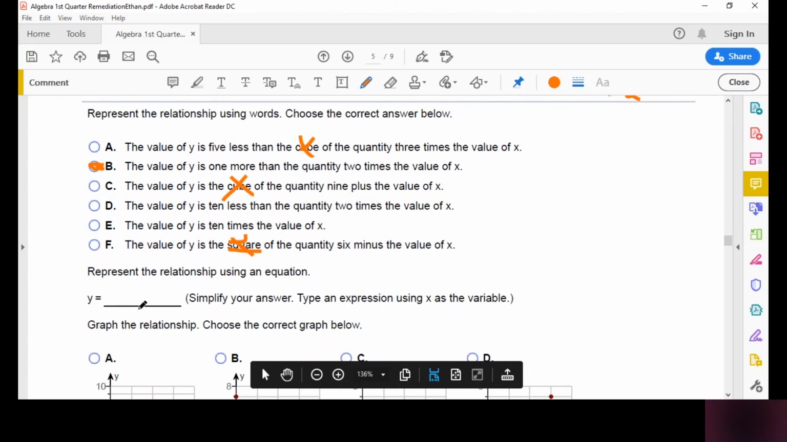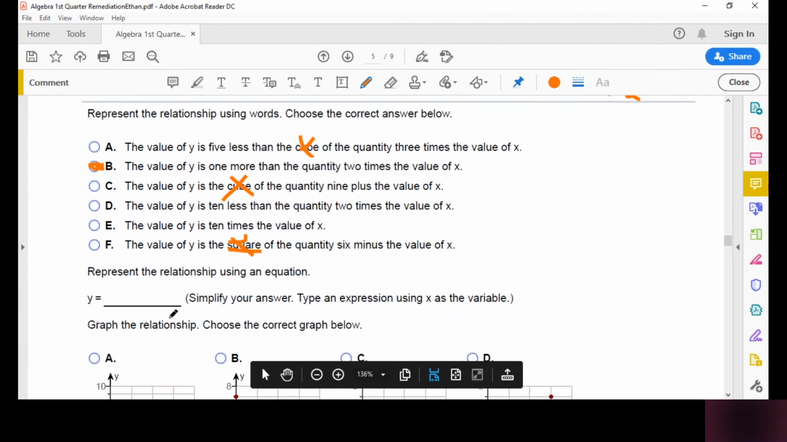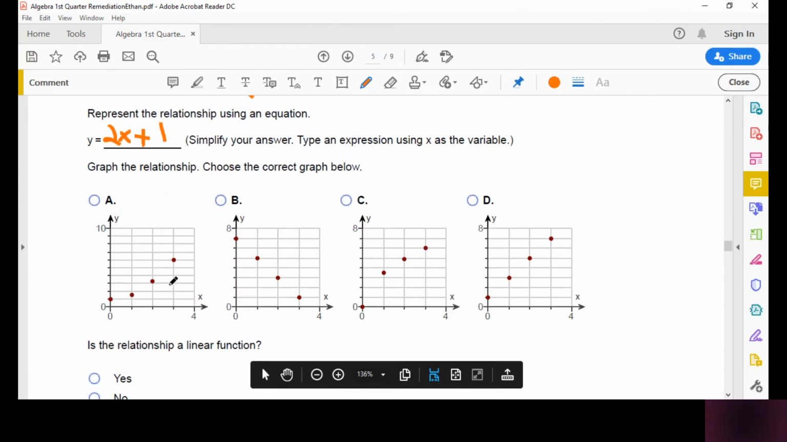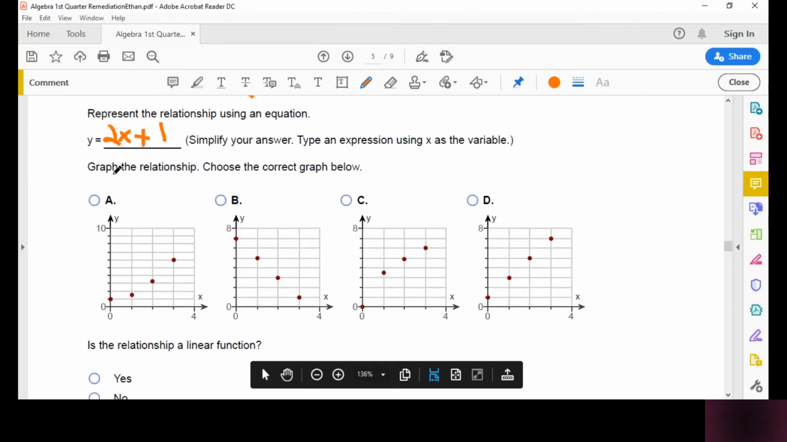Look what they want us to do next. They want us to write the equation. We just did that. So you can transfer it down: 2x plus 1. Now they want you to find the graph. Well, here's your graph. We need to find a graph that has a y-intercept at 1. So this one has a y-intercept at 1. Cannot be this one. This one's at 0. Cannot be that one. So it's this one or this one.